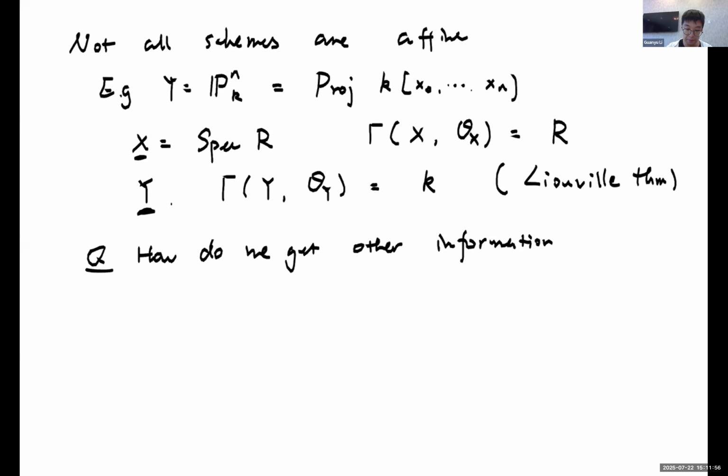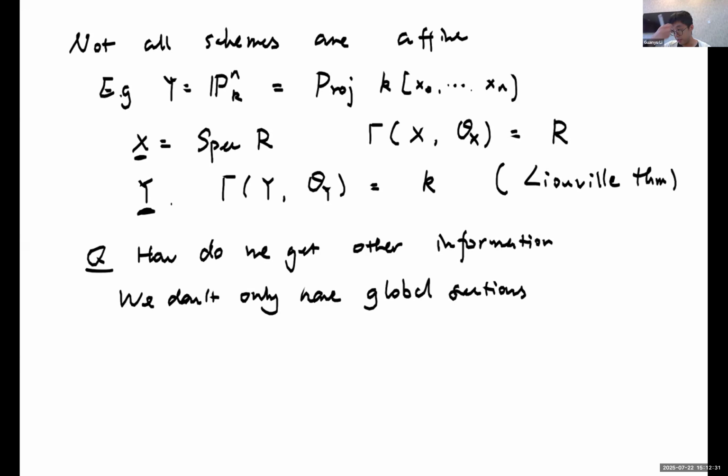we don't only have global sections, and the local sections are also telling us a lot of information. If you know something in complex geometry, it's like the meromorphic functions are telling you some global geometric information. And that's the principle here.